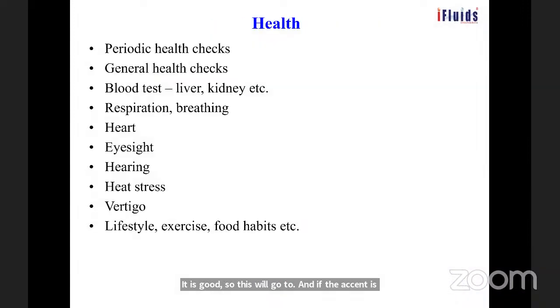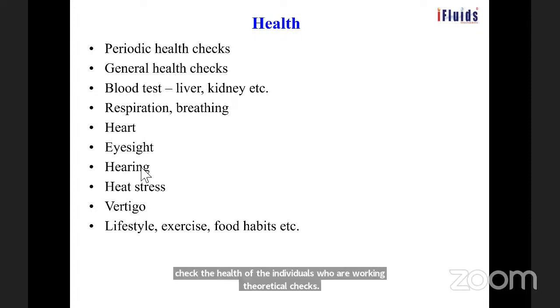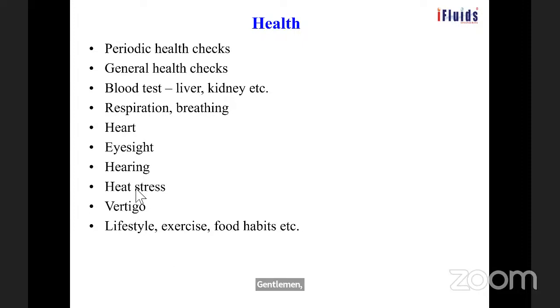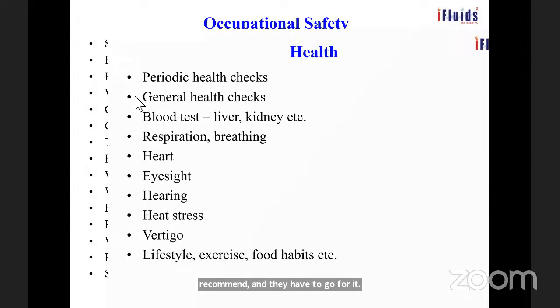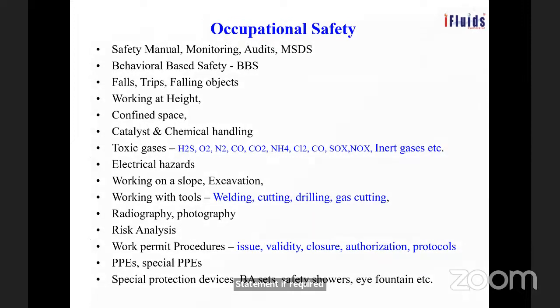And health also is checked periodically. The resident doctors check the health of the individuals who are working: periodic health checks, general health checks, blood test, respiration, heart, eye test, hearing, heat test, all these things. They recommend, and they have to go for treatment if required. Occupational safety, I already told.